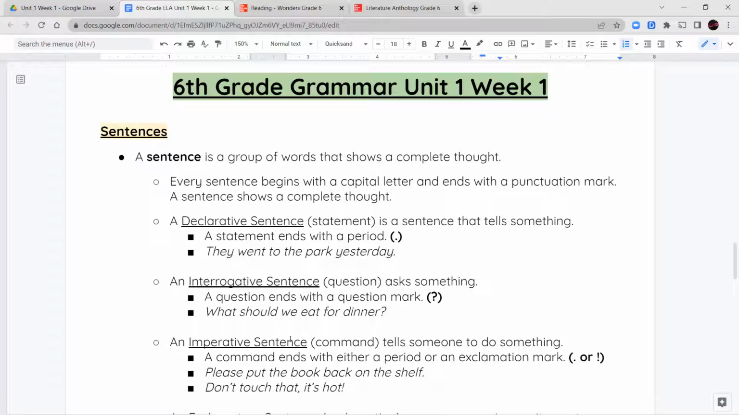So I can say, they went to the park yesterday. Begins with a capital, ends with a period, shares a piece of information. An interrogative sentence, or a question, asks something. So a question ends with a question mark and also begins with a capital letter. You can ask, what should we eat for dinner? That's an example of an interrogative sentence.